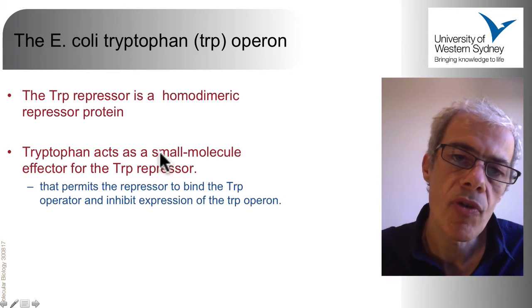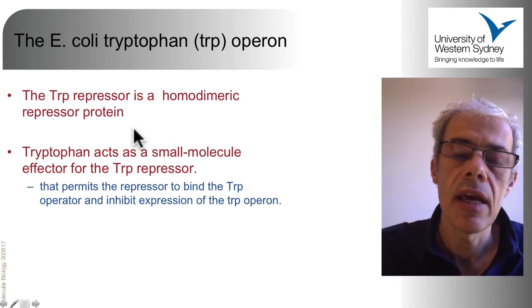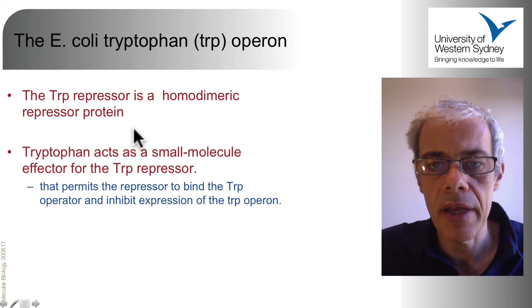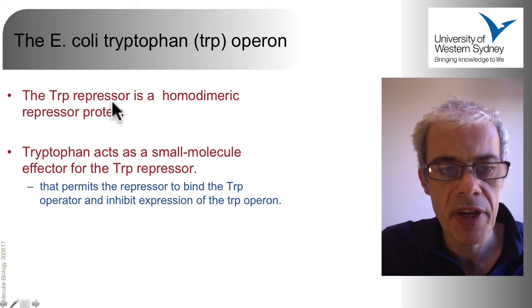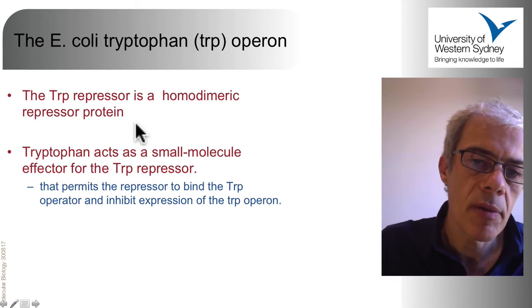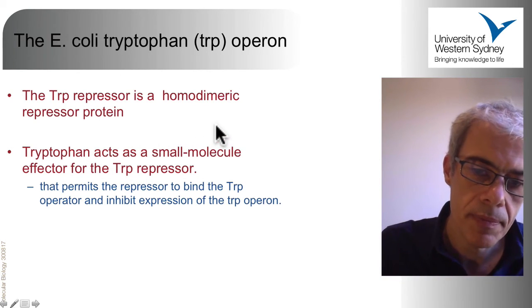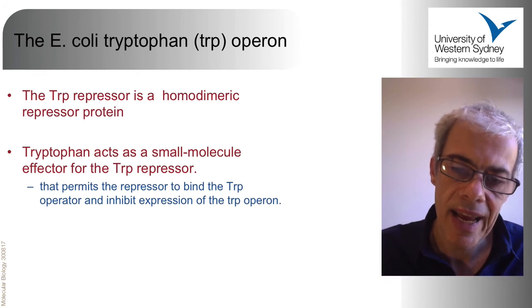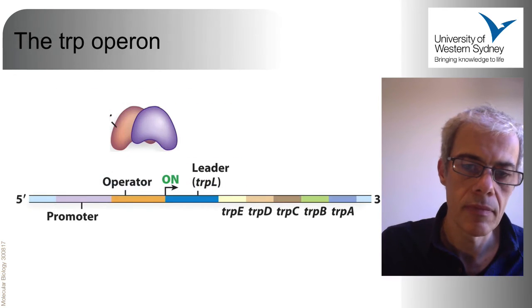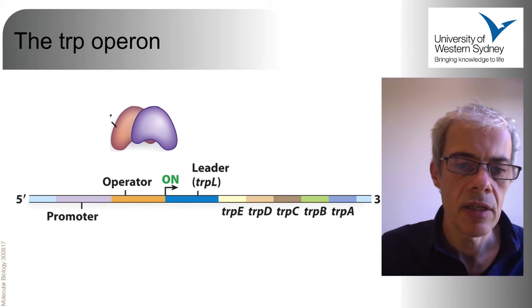Again, the trp operon has a repressor protein that is allosterically regulated by the metabolite, in this case tryptophan. So the trp repressor is a homodimer, and tryptophan acts as a small molecule effector for the trp repressor. So when tryptophan is present, the repressor is active. Here's a little basic animation taken from the textbook.